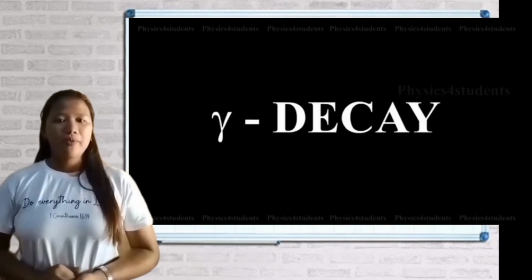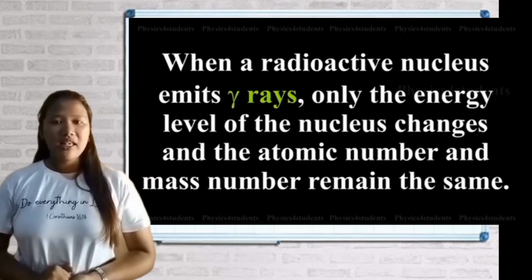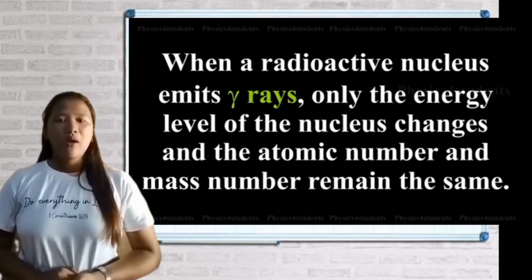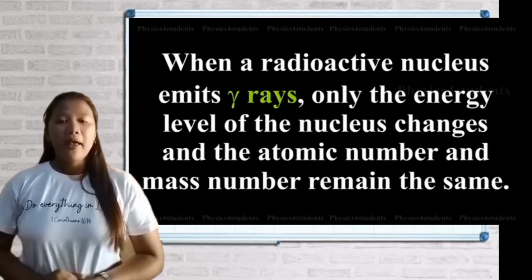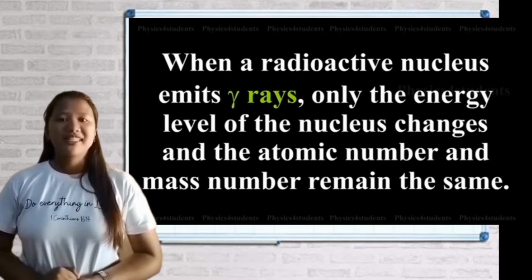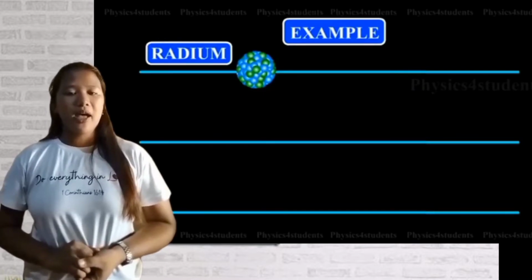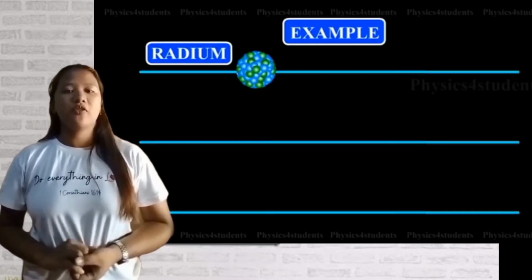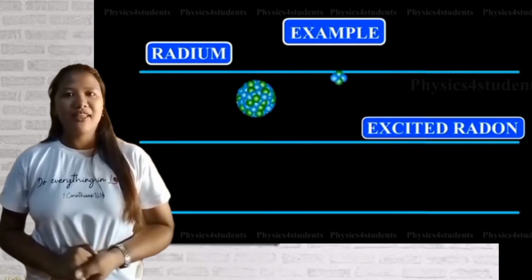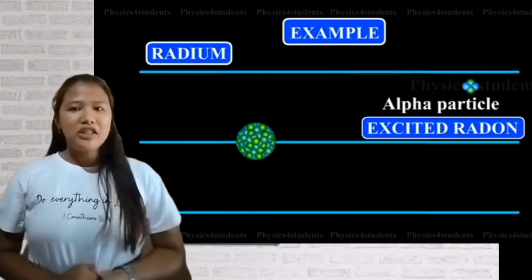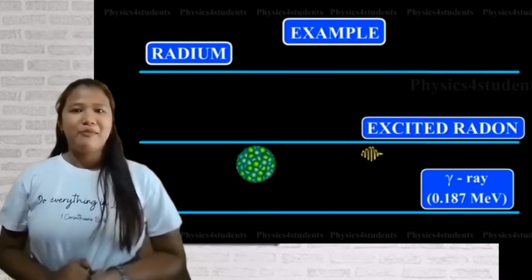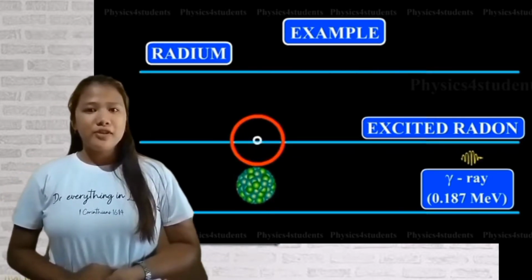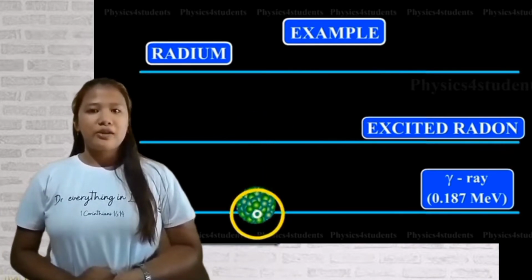Gamma decay. When a radioactive nucleus emits gamma rays, only the energy level of the nucleus changes, and the atomic number and mass number remain the same. During the radioactive disintegration of radium into radon, a gamma ray of energy 0.187 million electron volts is emitted when radon returns from the excited state to the ground state.